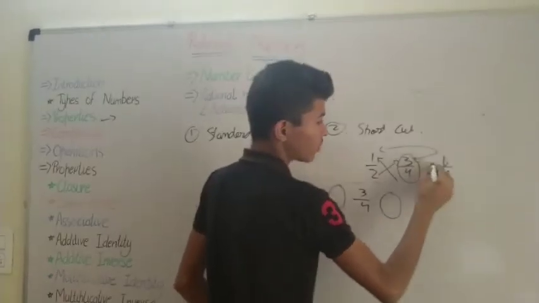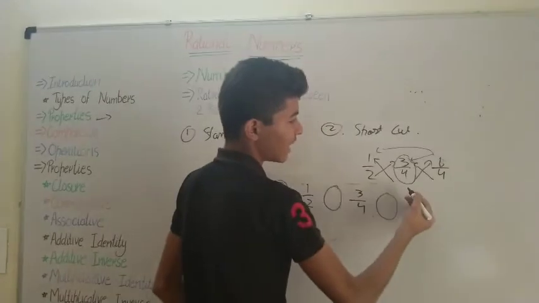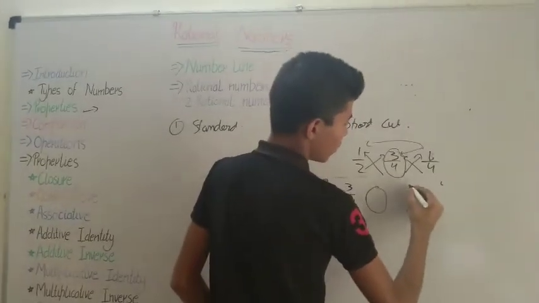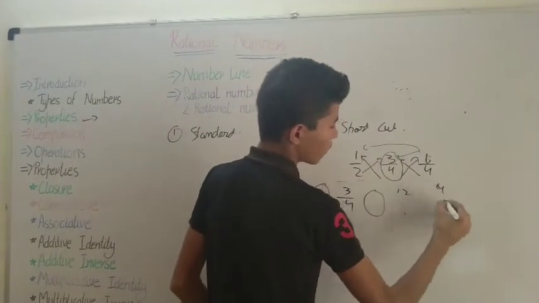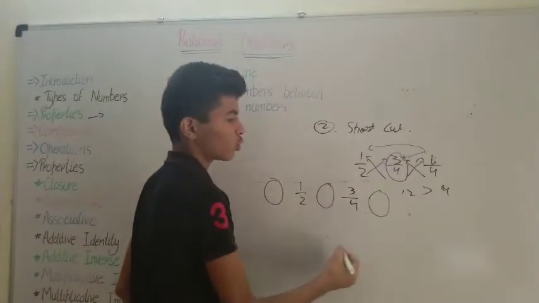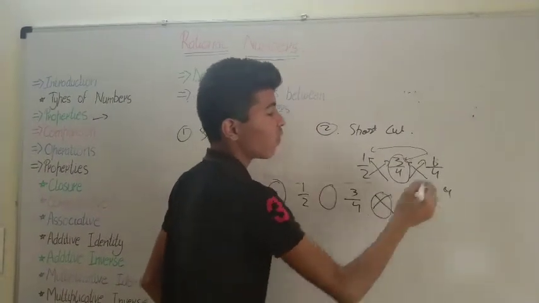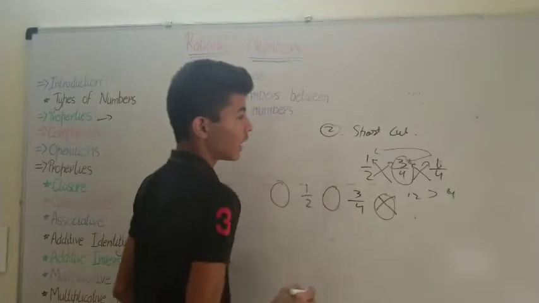So we do a cross multiplication. We get 4 and 12 by 4. So this is bigger, which means 3 by 4 is bigger. So this place is eliminated for the 1 by 4.